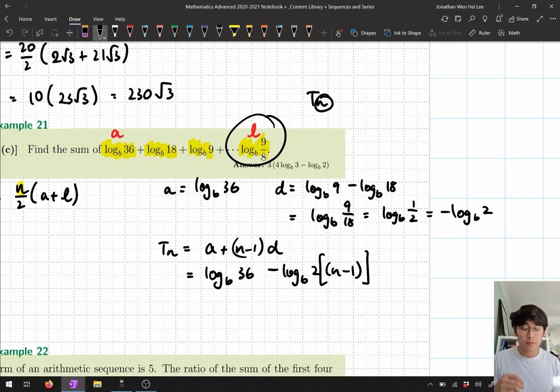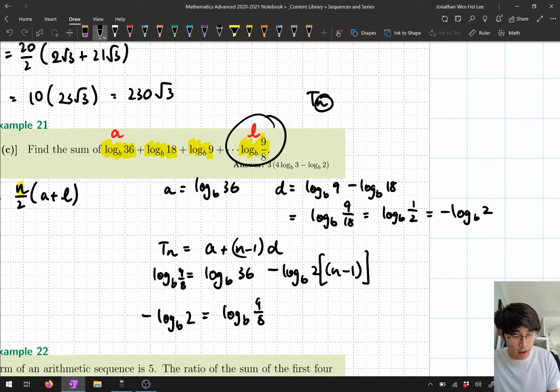Okay, and so from here I actually know that this is equal to log base b of 9 over 8. And so I can use a bit of arithmetic, just by solving for n, to figure out how many terms are in this sequence. The first step I would do is move that log b 36 to the other side. And so here we get negative log b 2 is equal to log b 9 over 8 minus log b 36.